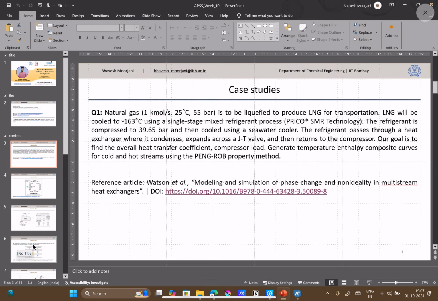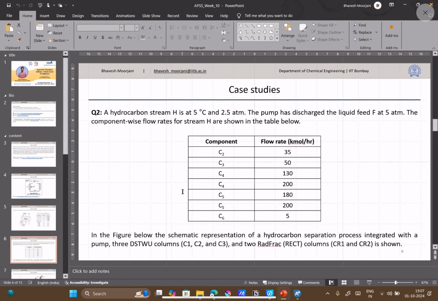So what does question number 2 state to us? We have been given a hydrocarbon stream H, which is at 5 degrees centigrade and 2.5 atmosphere. The pump discharges the liquid feed F at 5 atmosphere. So this hydrocarbon stream is coming into the pump, it is discharged at 5 atmosphere, and component-wise flow rates for this stream H are provided.